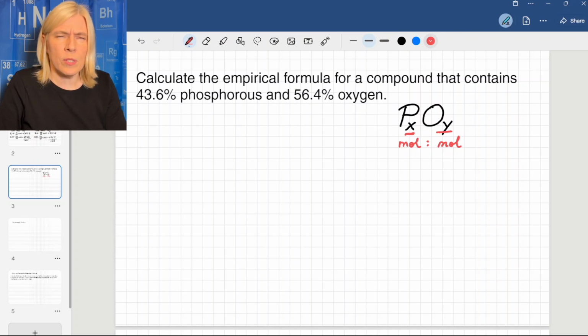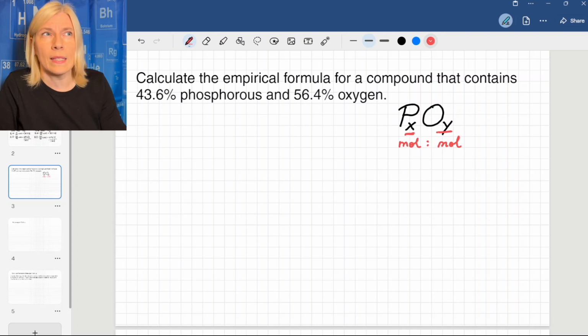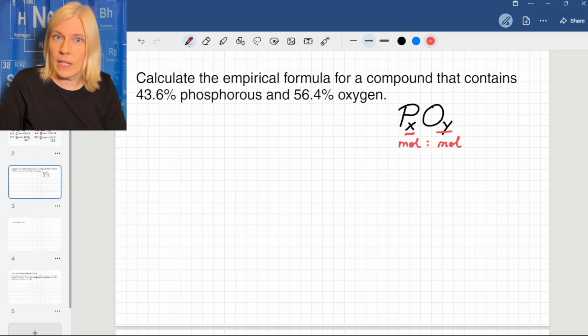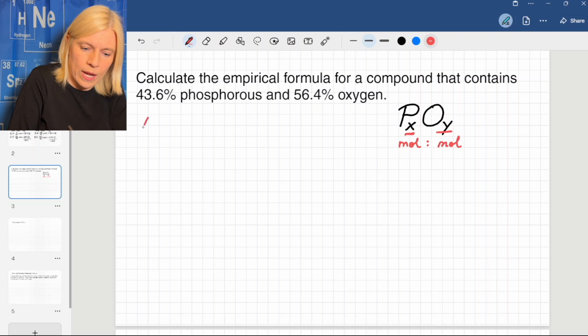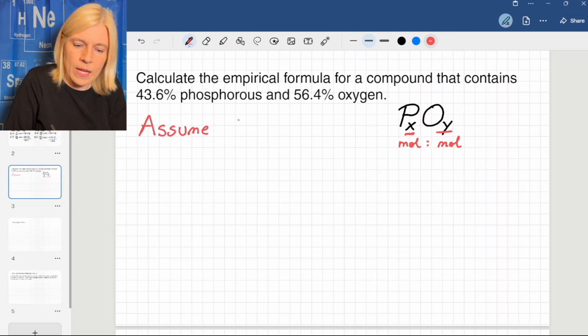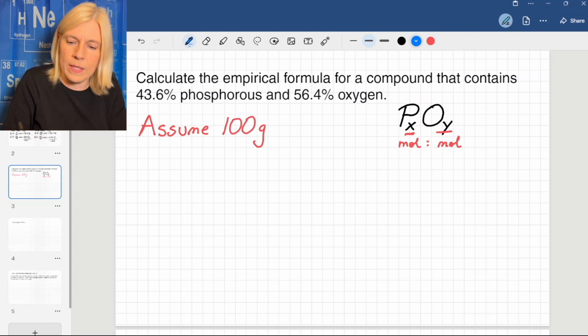Now I have to assume something else. So if I'm giving percent composition by mass, what can I assume to make it easy? Well, mass. What mass can I assume? Well, my percentages will add up to 100. So if I assume 100 grams, I am set. If I assume 100 grams, what happens then?